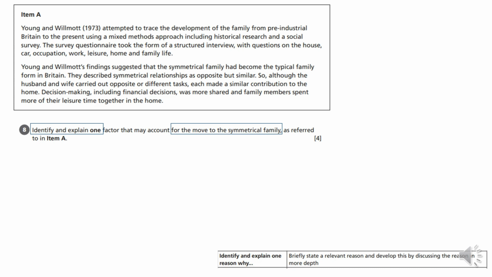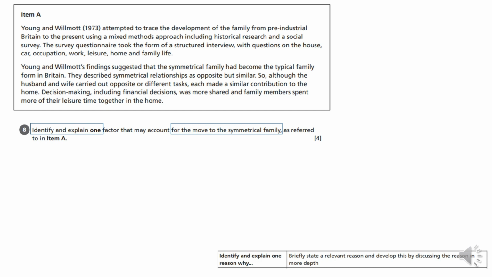So here we see a 4-mark question that's asking us to identify and explain one factor that may account for the move to the symmetrical family as referred to in item A. Now, questions like this that have an item that are asking you to identify and explain one only really require you to briefly state a reason and then also to develop this into more depth.